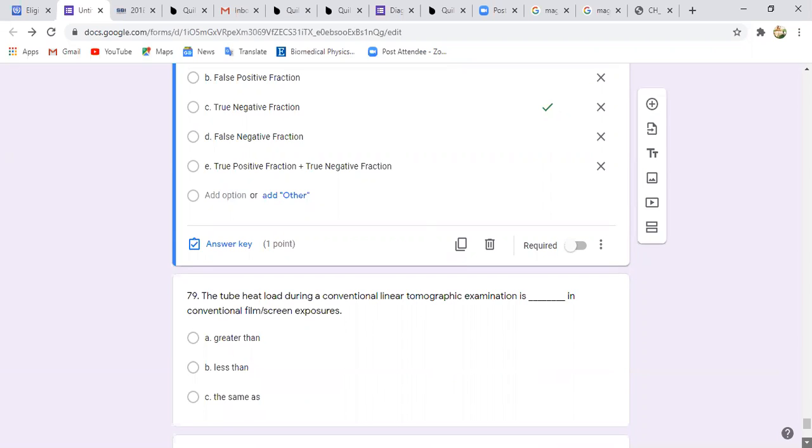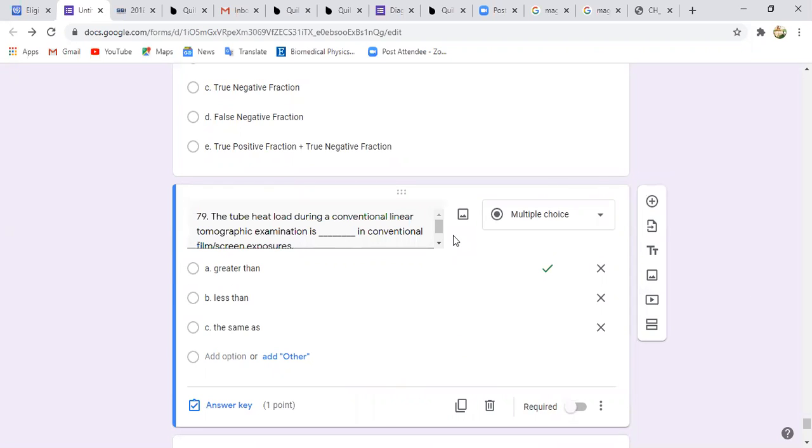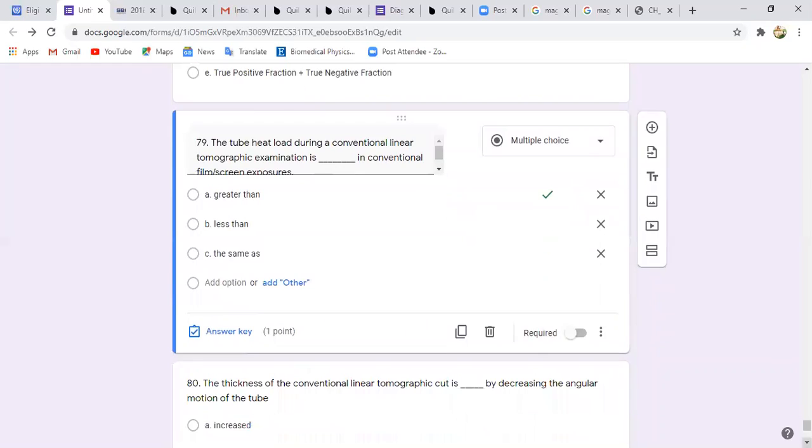The tube head, during a conventional linear tomographic examination, of course, it should be greater than that during ordinary conventional radiography. It's always greater. Of course, we have passed the level of modern conventional linear tomographic examination. Then we have CT. This was actually the midwife between ordinary radiography and computed tomography.